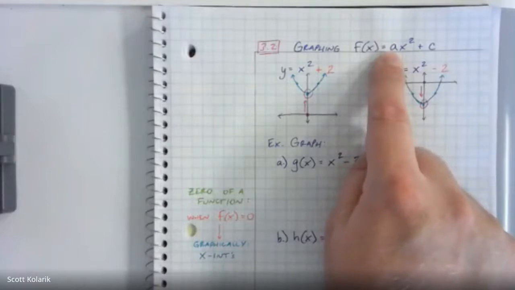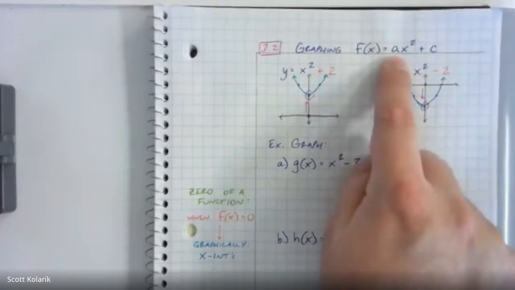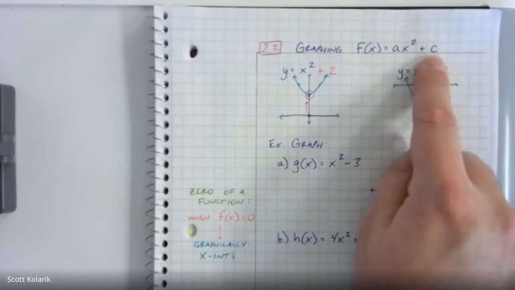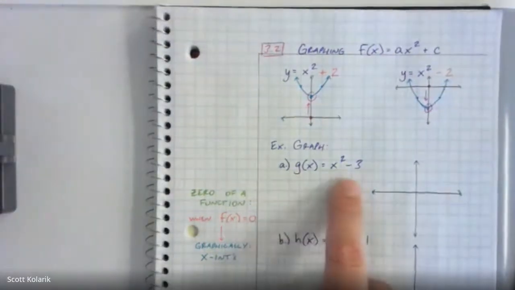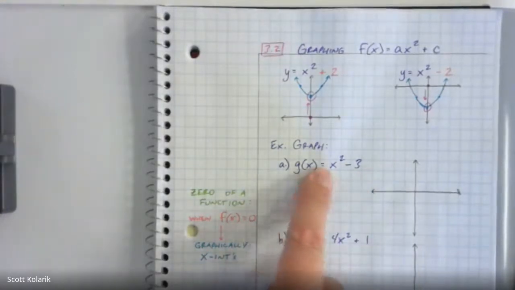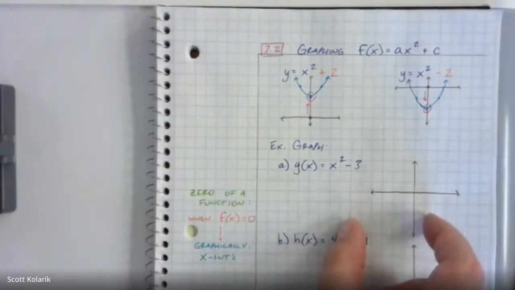It affects the steepness and how that U shape opens up, whether it opens up or opens down. But it takes that shape and then just shifts it up or down depending on whether you're adding or subtracting here. So for instance, in this first example that we covered yesterday, the -3 here took the x squared parabola and moved it down 3 units.